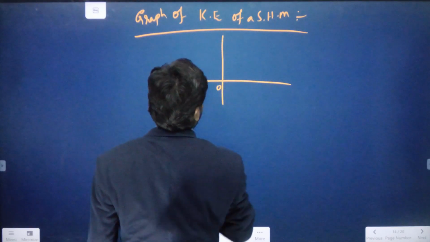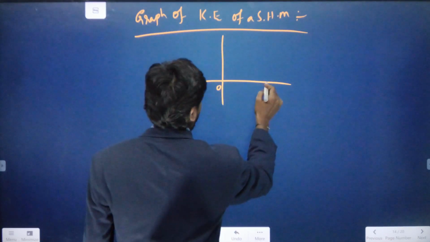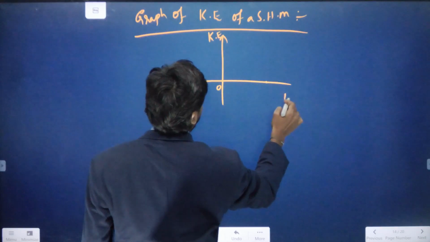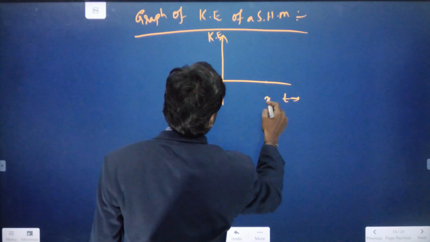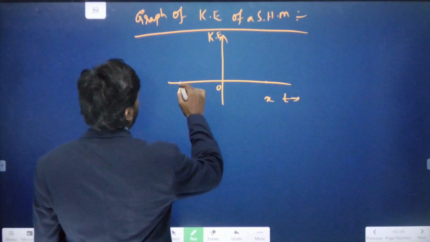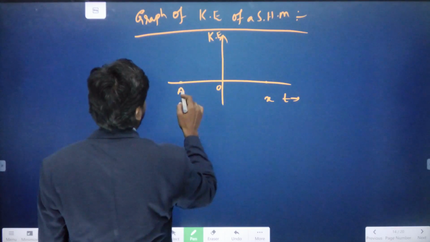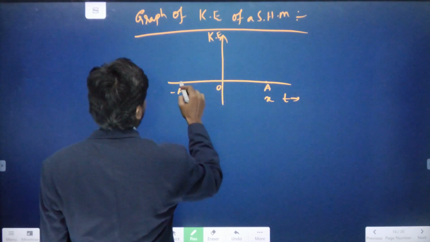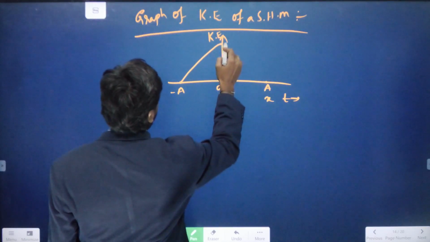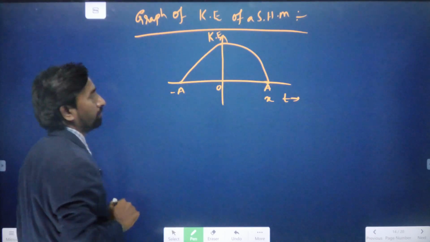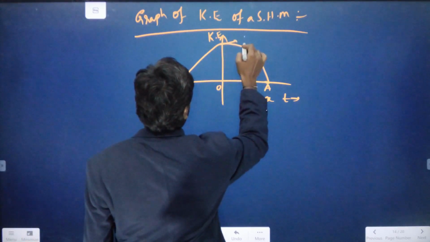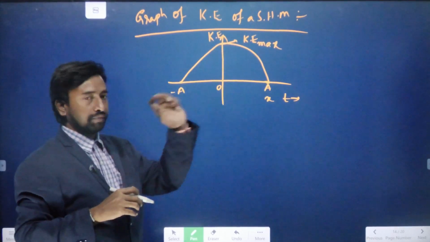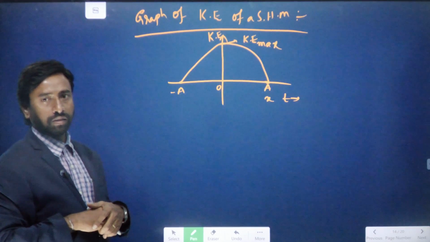So 0 will be the mean position, with one extreme position here and the other extreme position here. On the y-axis we'll take the kinetic energy, and on the x-axis the time period, or we can say the displacement. This is the negative extreme position and this is the positive extreme position, where the kinetic energy will be 0. At the mean position the kinetic energy becomes maximum, KE maximum. At the extreme positions the velocity will be 0, so the kinetic energy will be 0.